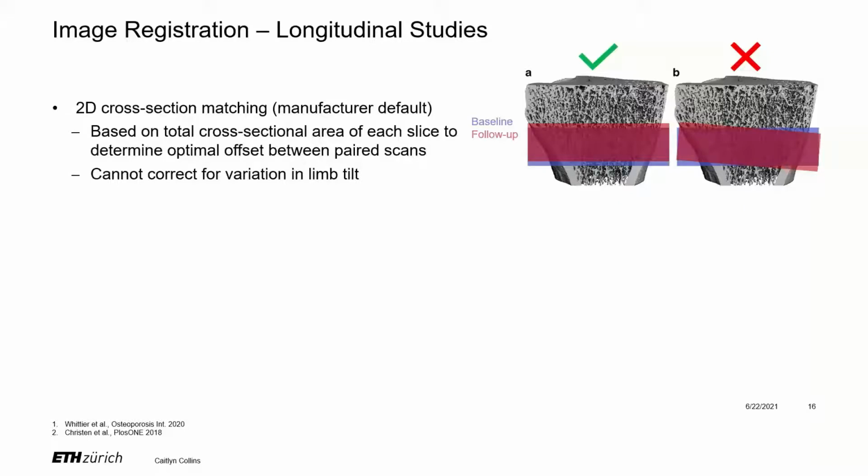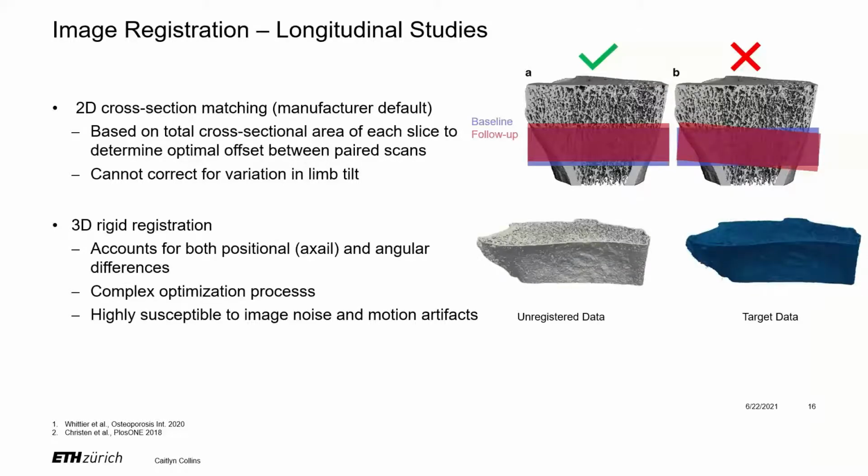So the default manufacturer pipeline includes a 2D cross-sectional matching registration approach that essentially tries to match the total cross-sectional area of each slice to determine an optimal offset to fix any issues with axial displacement. However, it's unable to correct for any issues related to tilt. Often, studies will employ a 3D rigid registration approach that can account for both axial displacement and tilt. However, this is a relatively complex optimization problem and is susceptible to noise and motion artifacts.